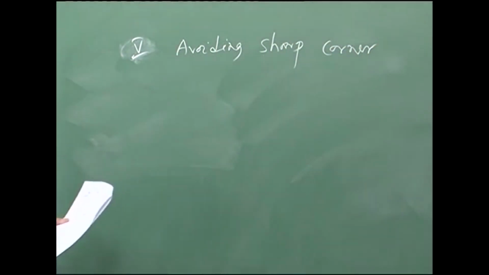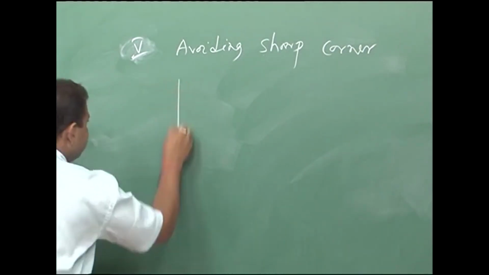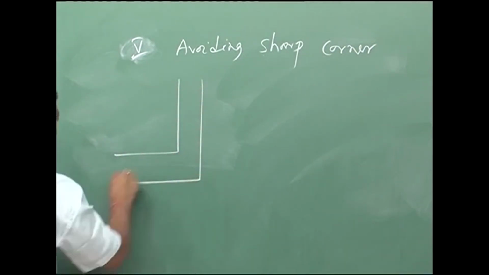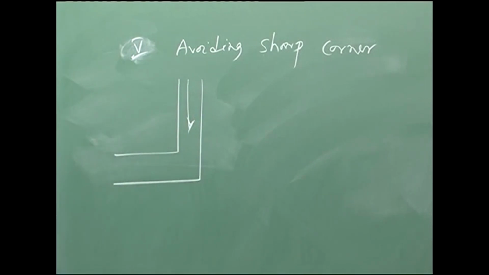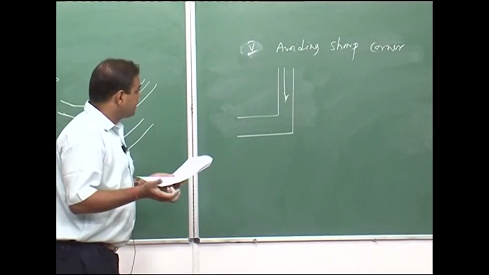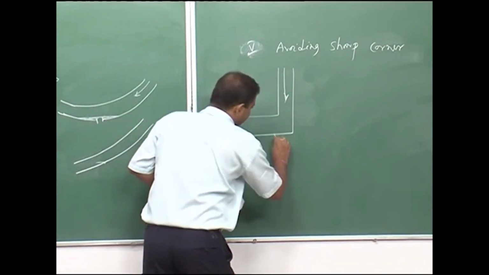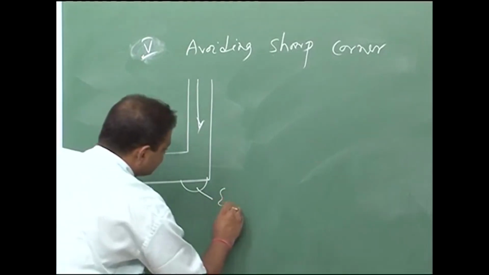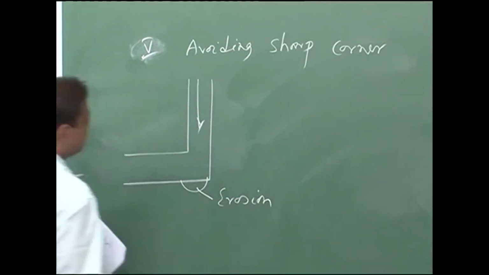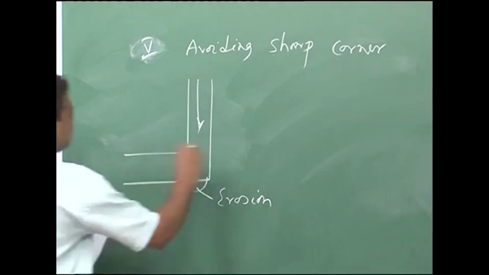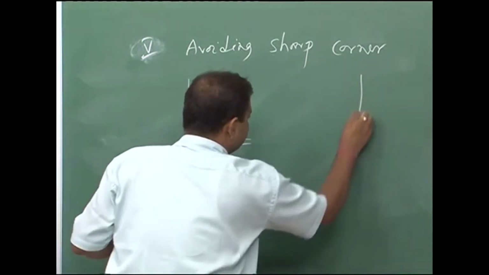Sharp corners can be avoided. For example, if the pipeline is like this and water is flowing like this, and the water contains a lot of dust particles or the slurry is flowing at a high speed, then in this zone we can experience erosion corrosion. So this can be avoided; the design can be changed, like this.